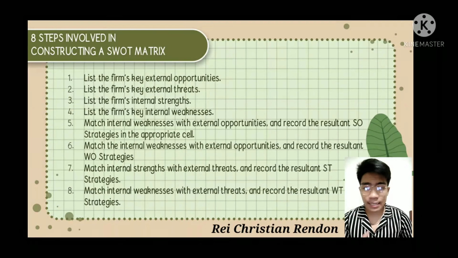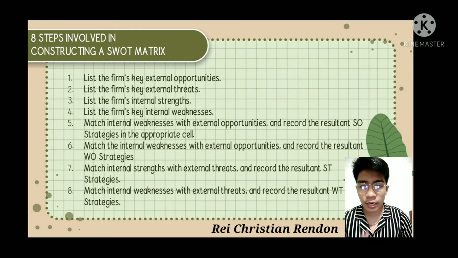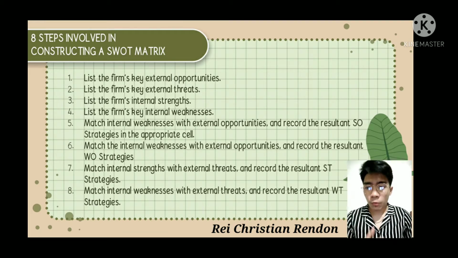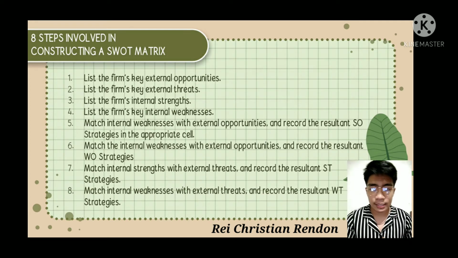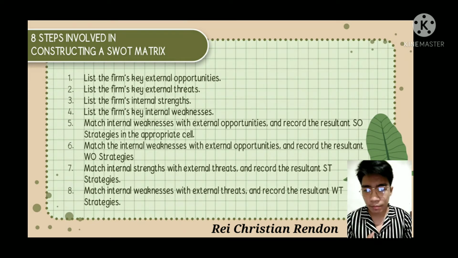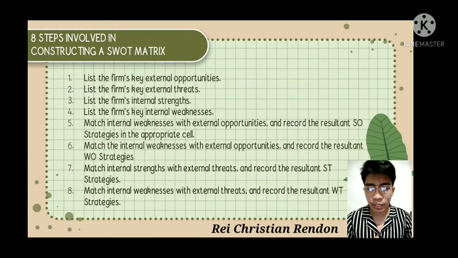SWOT analysis summarizes the most important internal and external factors that may affect the organization's future, which are referred to as strategic factors. There are 8 steps involved in constructing a SWOT matrix. When used appropriately, SWOT analysis can provide a good foundation for strategy formulation. However, SWOT analysis has some drawbacks in the measurement and evaluation step in the strategic decision-making process.